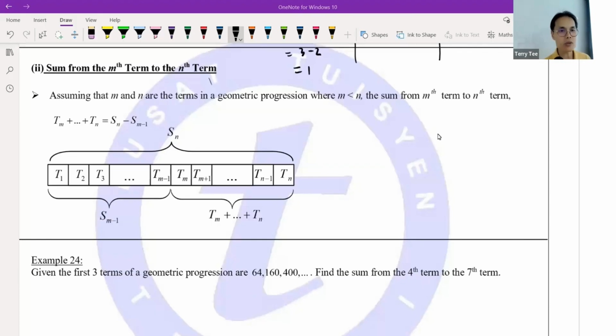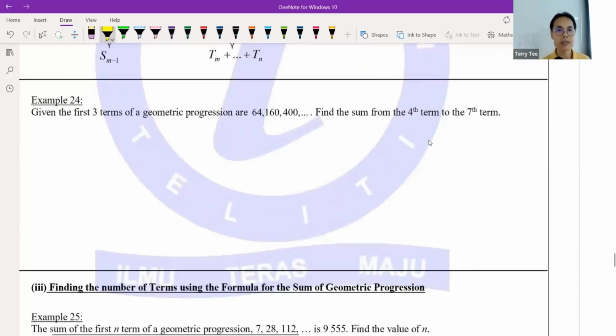M term to n term. Okay, so Tm to Tn. Okay, guys, this formula we've done before in your arithmetic. Yeah, now for geometric. Okay, come. Let's look at this. Find the sum from the fourth term to the seventh term. Okay, so what is your A, guys?